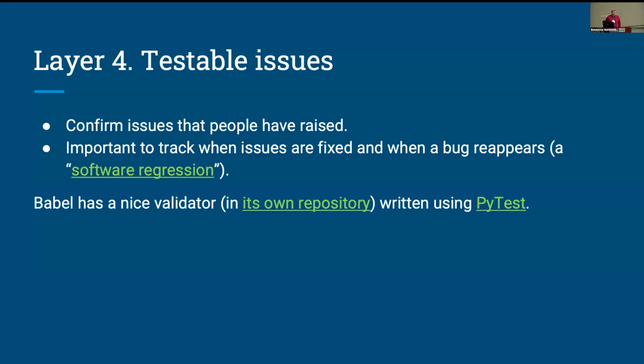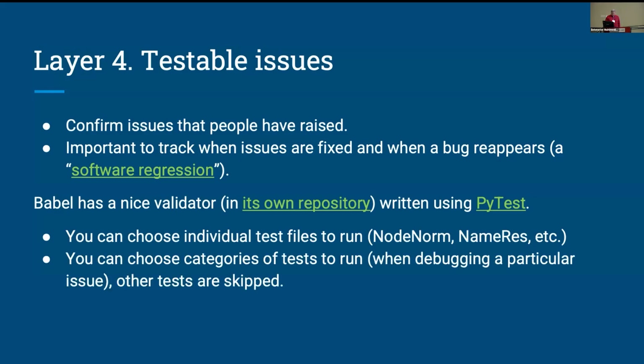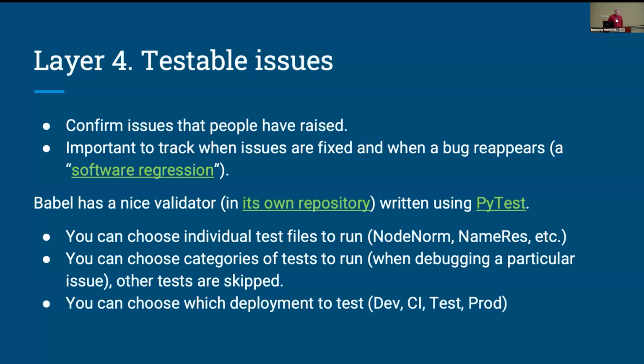I built it in its own repository because I didn't want to mess anything up with the Babel source code itself. It works with PyTest, so you can choose individual test files to run. You can choose categories of tests that you want to focus on, and then everything else gets skipped. You can choose which deployment to test.